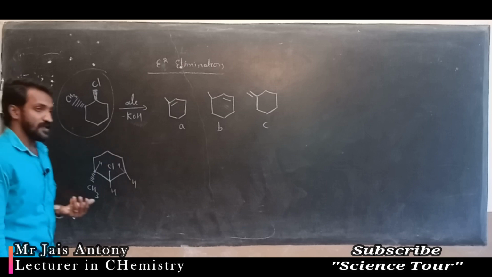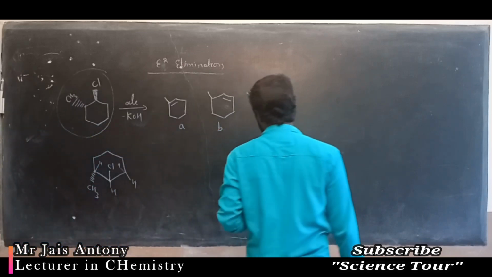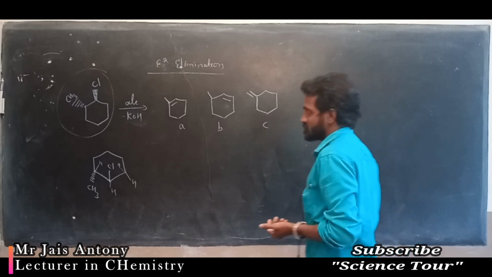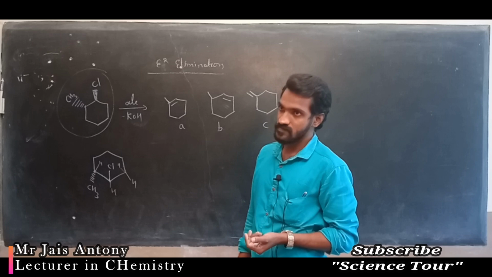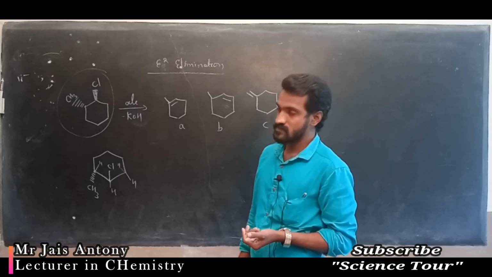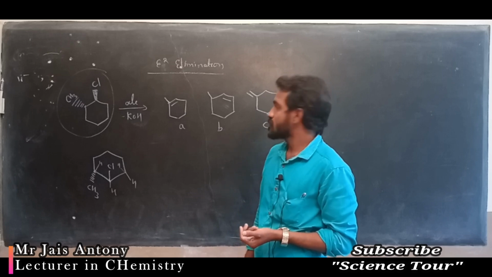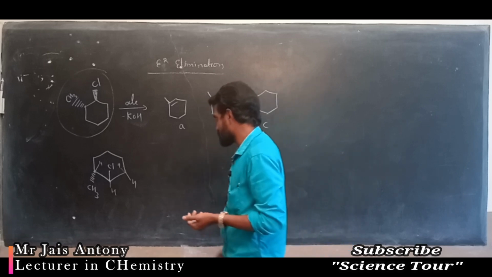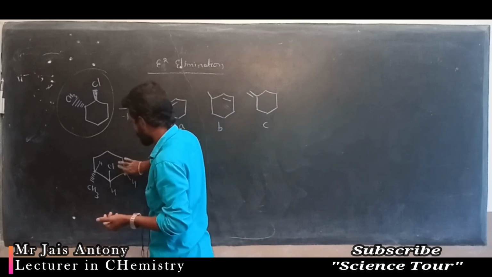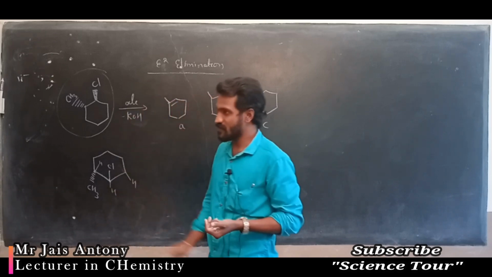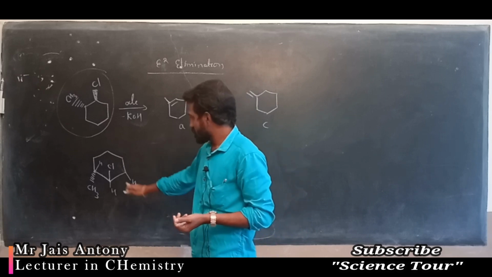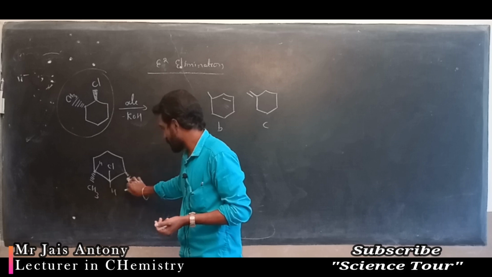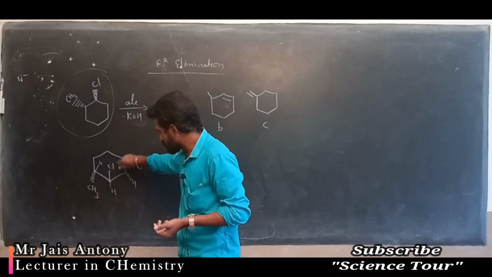Now you tell me how that reaction takes place. Which one is the correct answer? I will avoid this part, because otherwise you will get confused. And here one chloride is there. This hydrogen is moving away from you. Understood? Here one hydrogen is moving towards you.